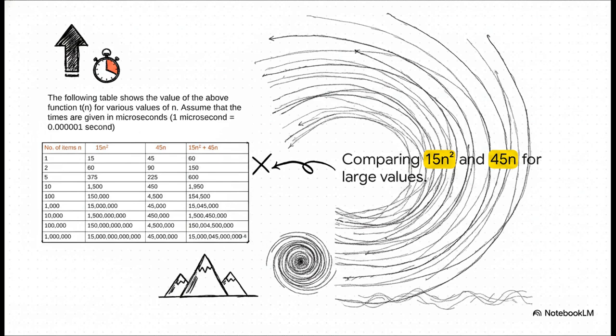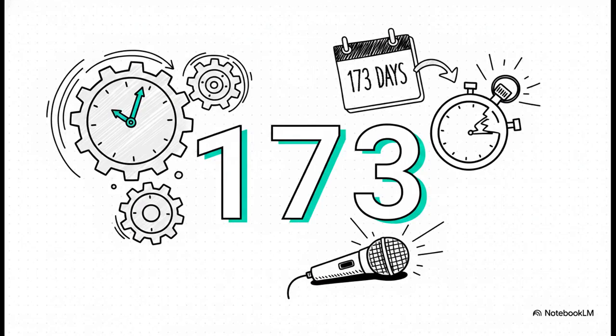But scan down to where n equals 1 million, and the 15n² term has become an astronomically massive 15 quintillion. That's insane, right? It completely overshadows the 45n term, which is barely a blip on the radar at just 45 million. Let that number sink in for a second. If you assume these operations take about a microsecond each, for 1 million items, this algorithm would take 173 days to run. 173 days.